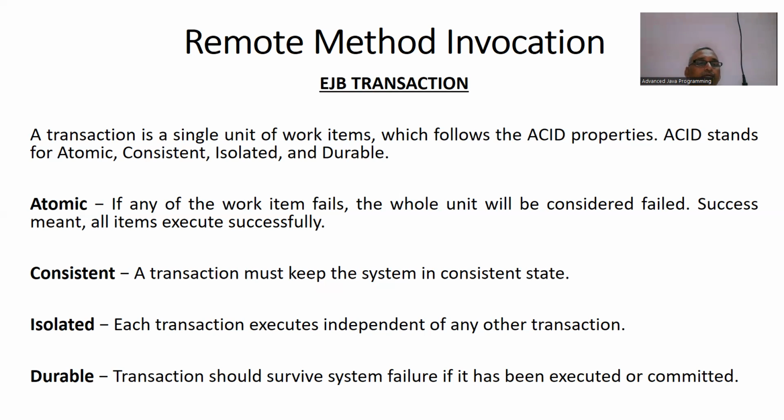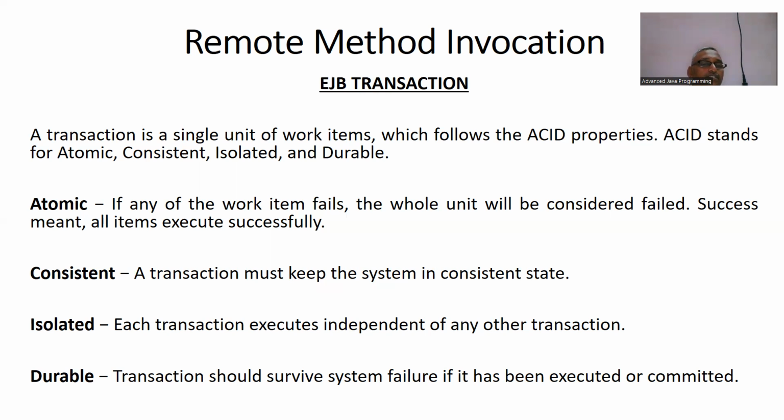The EJB container or server acts as the transaction server and handles transaction context propagation and distributed transactions. A transaction can be managed by the container or by custom code in the bean. In container-managed transactions, the container manages the transaction states. In bean-managed transactions, the developer manages the life cycle of the transaction state.